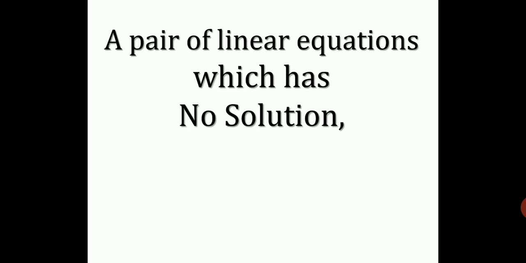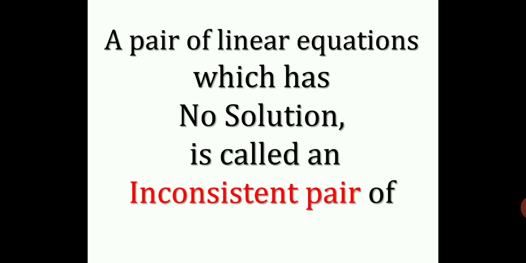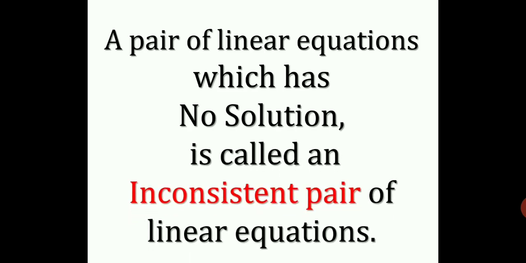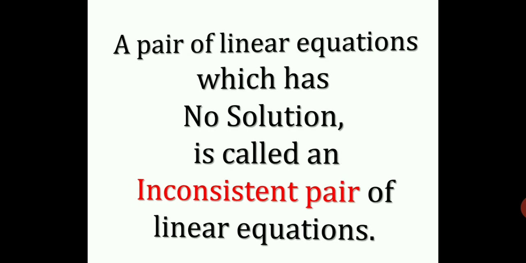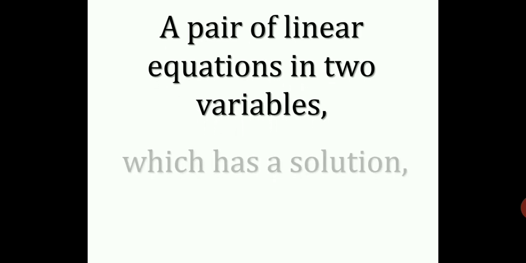On this basis we have solutions. No solution means the two lines do not have any solution, so it is an inconsistent pair of linear equations. If a pair of linear equations has no solution, it is inconsistent. But if it has a solution, then it is called a consistent pair of linear equations.